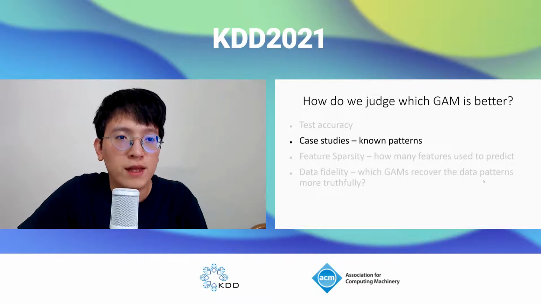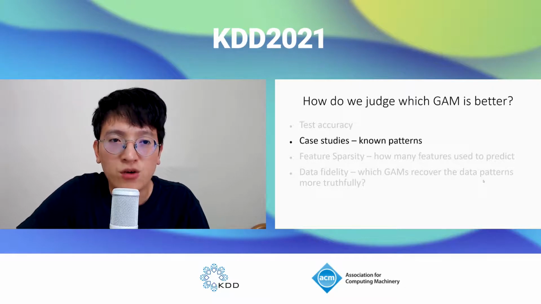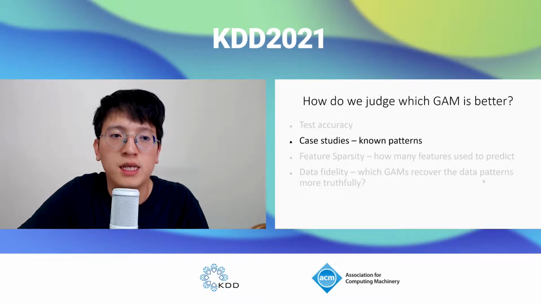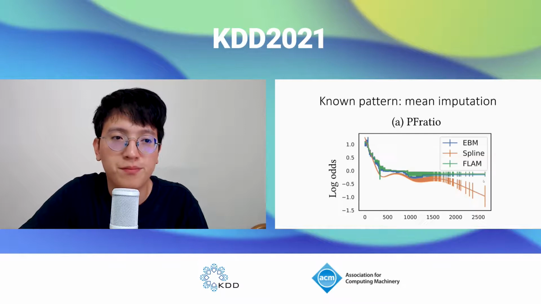So here we find that the test accuracy are so close that there is no significant difference between them. So using accuracy alone is not able to distinguish which GAM is more trustworthy or better. So here we instead focus on our second comparisons, the case studies, which are the known patterns we know that exist in the data, and we see which GAM can recover them.